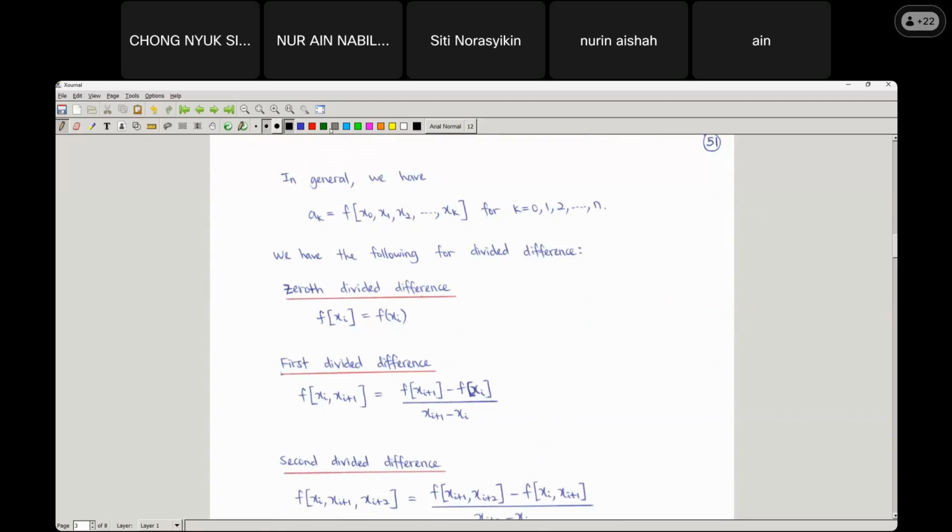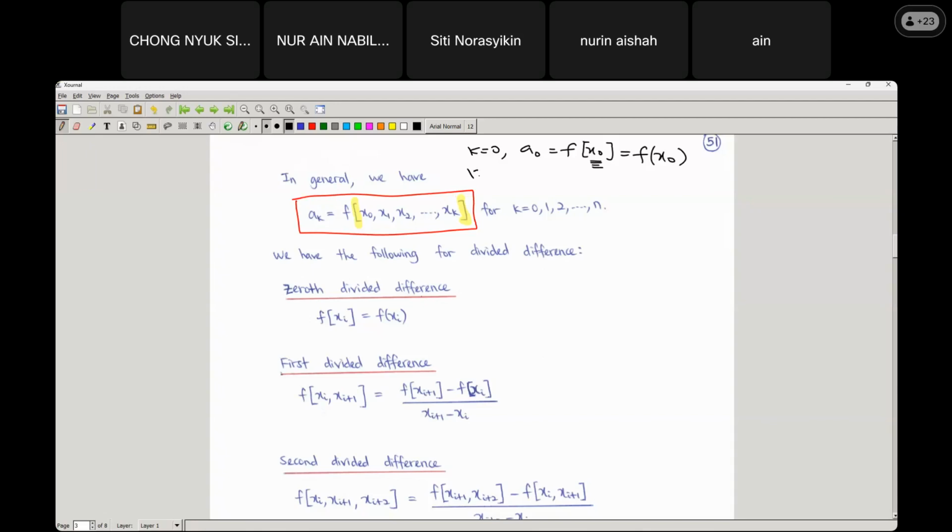You see, this will be your general formula, where Ak is equal to f. I'm using the square bracket, so you must be careful of this bracket. If you use a round bracket, it will be wrong. So this is x0, x1, x2, up to xk. If your k is equal to 0, then xk represents x0, so A0 is equal to f(x0). If you have only one term here, it is equivalent to f(x0).